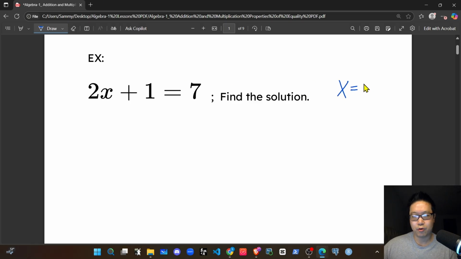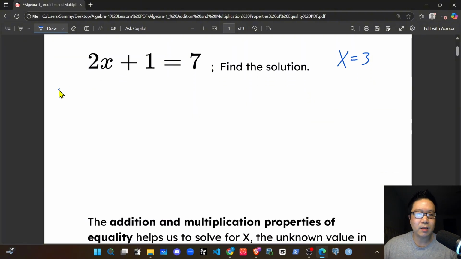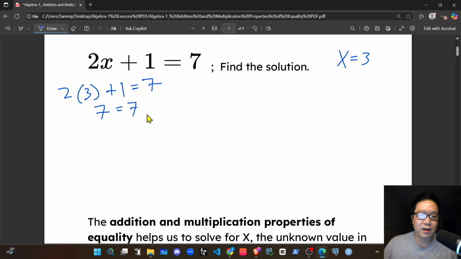So I've gone ahead and solved this beforehand, and x equals 3. Now, notice what happens when we plug in 3 for x. Okay, so 2 times 3 is 6. 6 plus 1 is 7. So on the left-hand side, we have 7. And on the right-hand side, we have 7. 7 equals 7. Therefore, this equation is true.